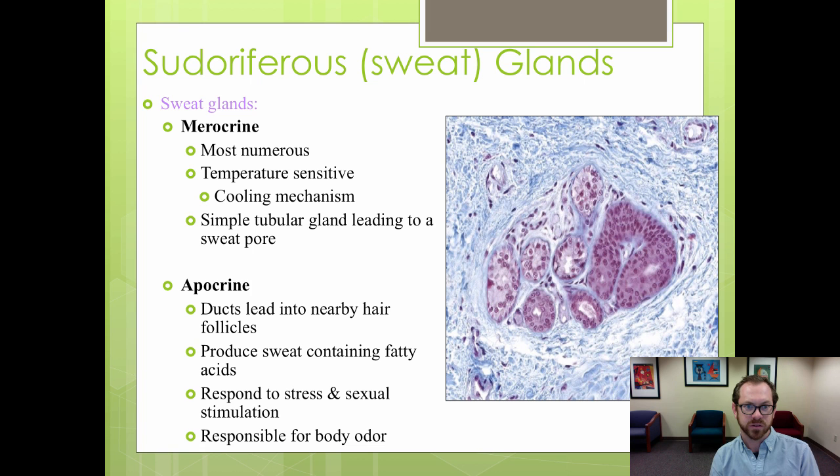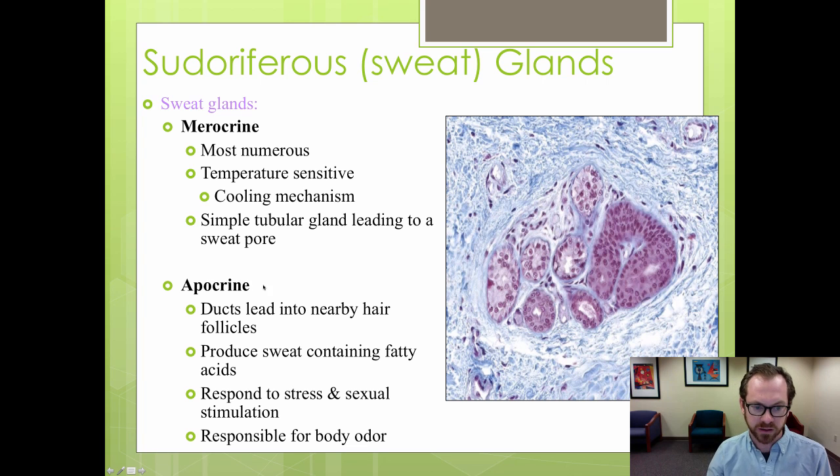Sudoriferous glands are sweat glands, and we have 2 types. We have merocrine and apocrine. And merocrine are the most numerous type of sudoriferous glands. They are temperature sensitive, and so if our body heats up, they are going to cool our body down by releasing sweat. And it's a pretty simple system here. It's just essentially a tube that's running from the dermis up to the surface of the epidermis, out a sweat pore.